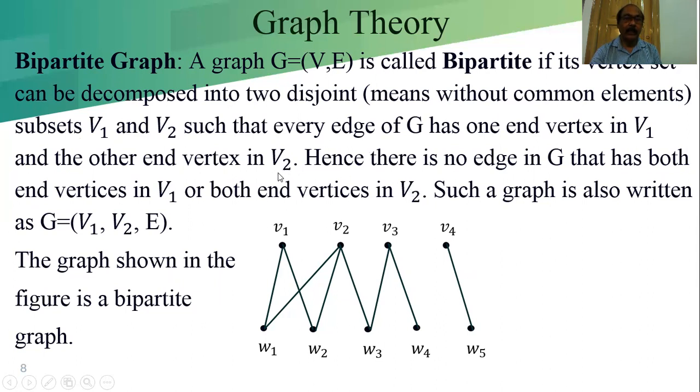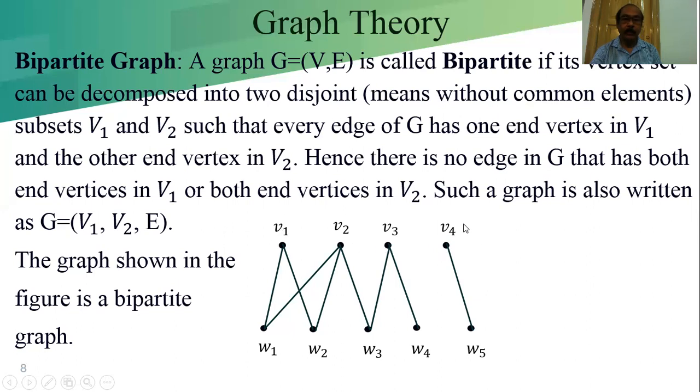So one end vertex is in V1, another end vertex is in V2. Such a graph is also written as G equal to (V1, V2, E), where E is our edge set. That edge set has end vertices, one end vertex in V1 and another end vertex in V2. And V1 union V2 gives us the vertex set V. So this is an example of a bipartite graph.